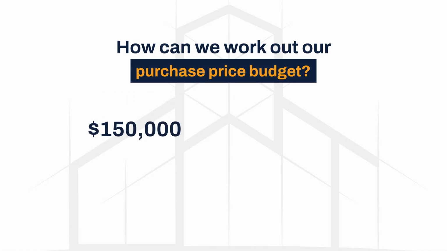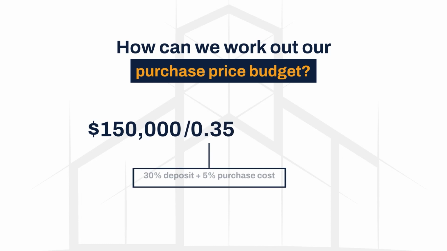For example, say you have $150,000 to spend and the lender requires a 30% deposit. You'll also need to allow 5% for purchasing costs, bringing the total up to 35%. If $150,000 represents 35% of the total, then you will divide the cash deposit amount by the deposit and purchasing costs. Then you'll have an approximate purchase price of $428,571. So you should be looking at properties around this price.